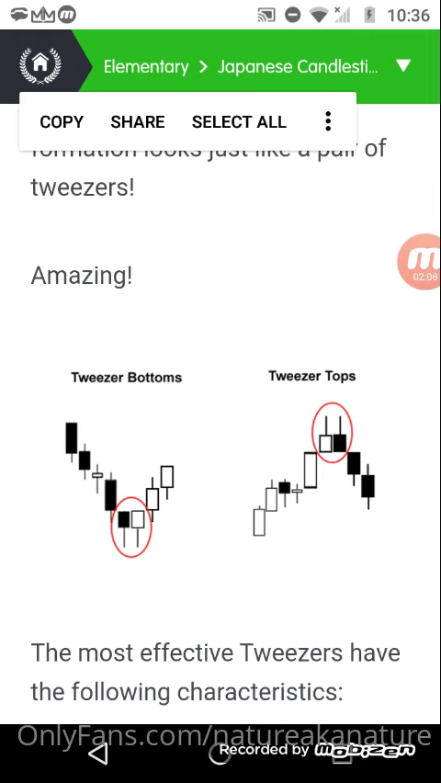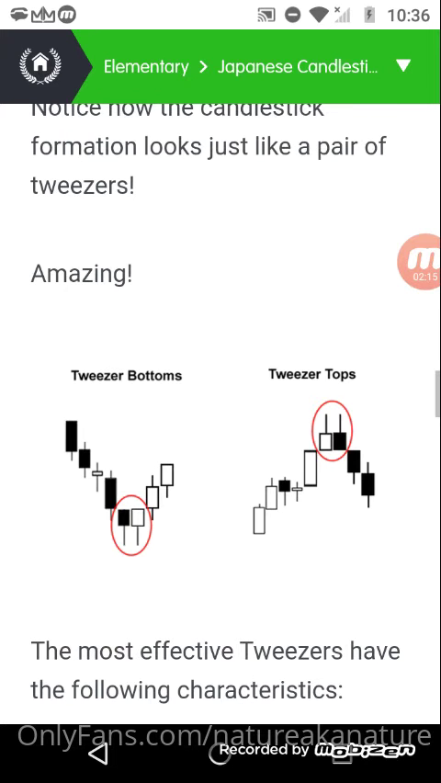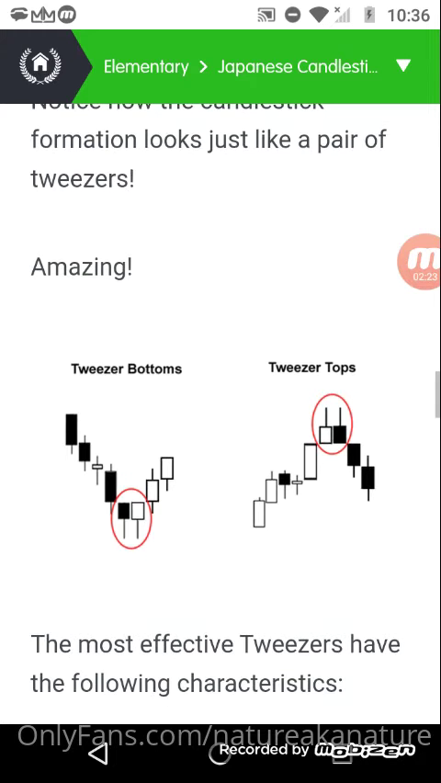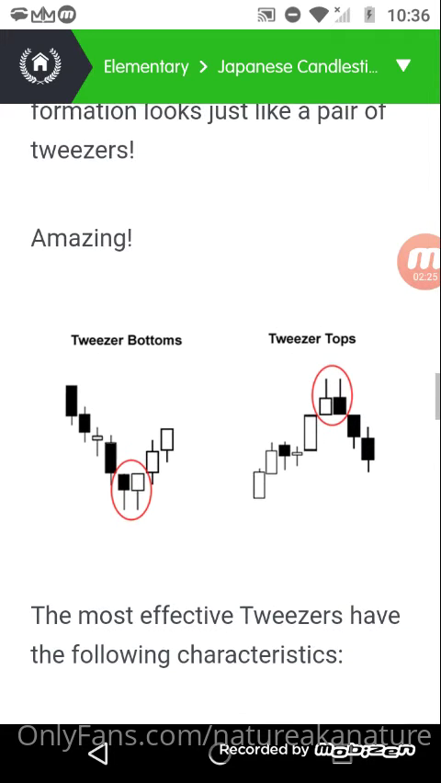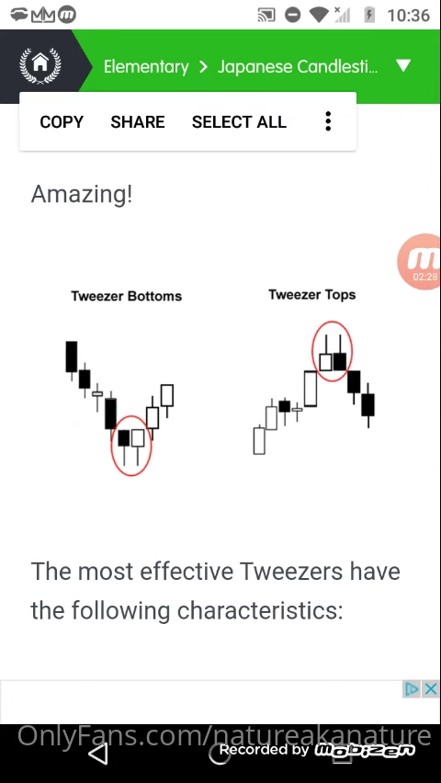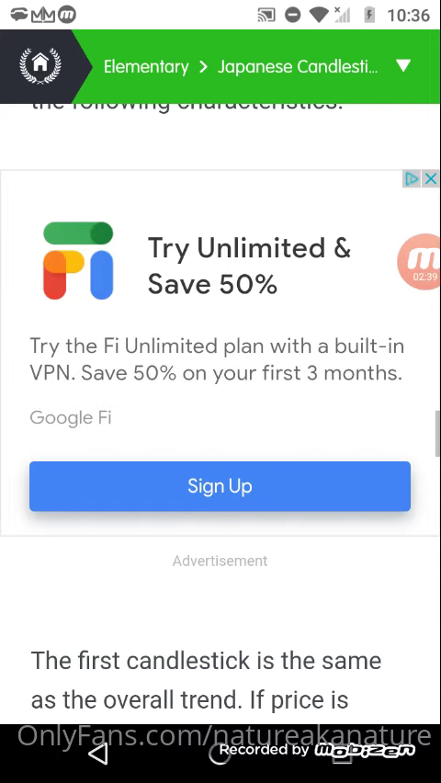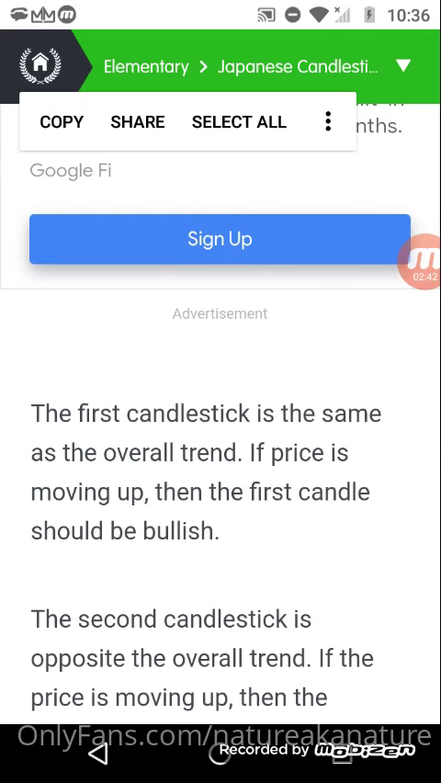The most effective tweezer follows the overall trend. If price is moving up, then the first candle should be bullish, and the second candlestick is the opposite. The overall trend is up, so the second candlestick will be bearish. It's just like bullish and bearish engulfing, just a tweezer bottom and a tweezer top. When you see this in the market, a reversal is coming. Let's dive in a little bit more about it.